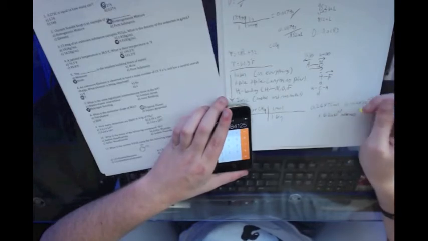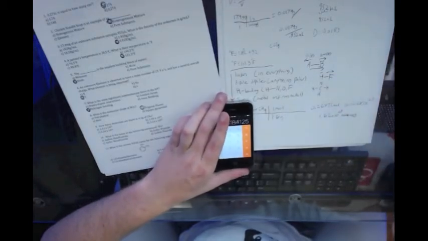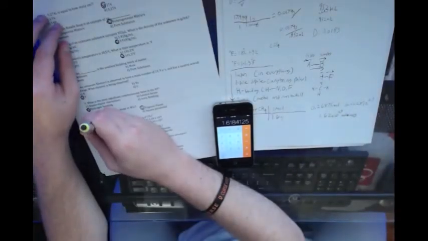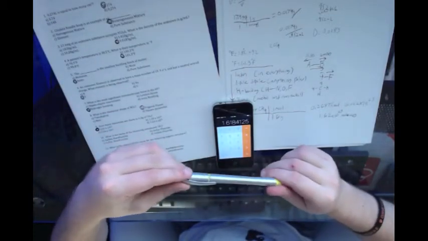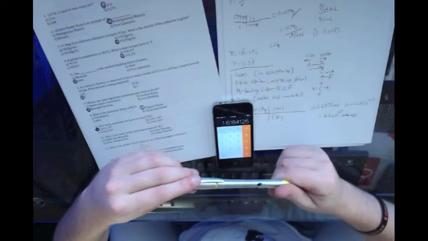Nice. So 1.62 times 10 to the 23rd, which is an answer choice, which is answer choice A. Sweet. Moving on to the next one. What is the name of the following compound? SF6.